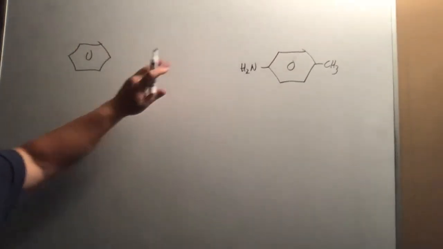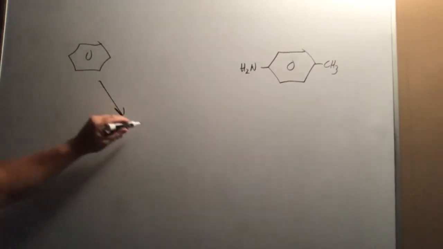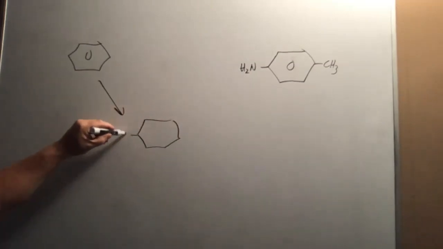So let me ask you a question. What do you want to do first? Do you want to put the NH2 group on the ring, or do you want to put the CH3 group on the ring? Somebody help me out. Kylie, which one do you want to put on the ring first? NH2 or CH3? NH2.